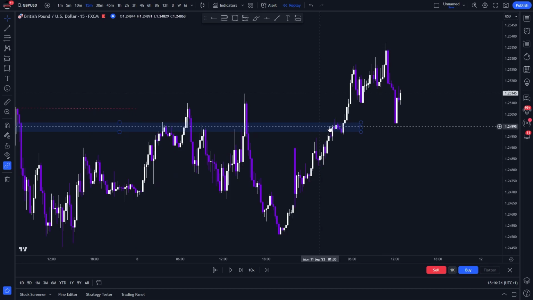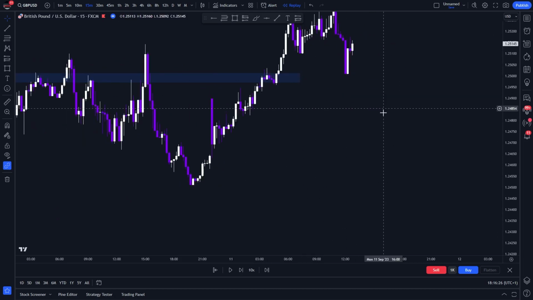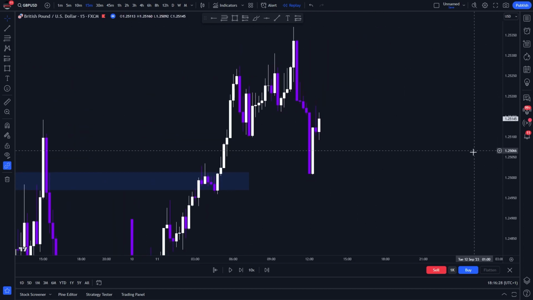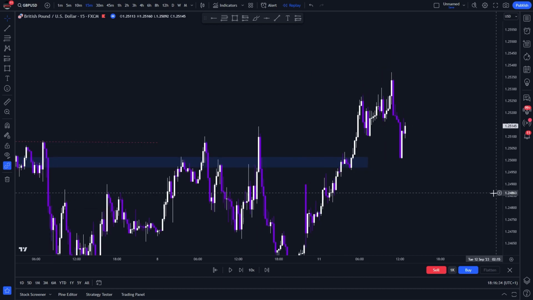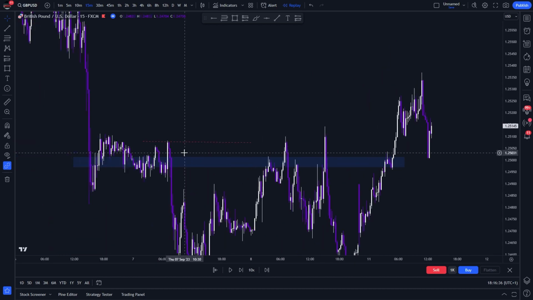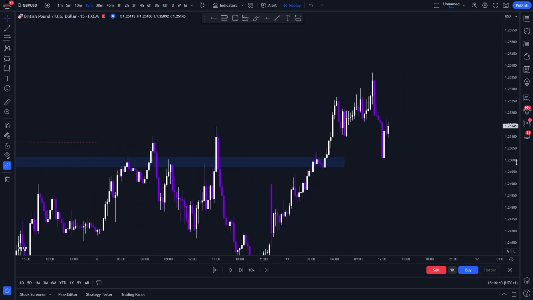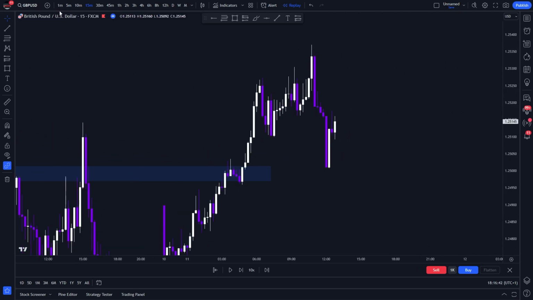So as you can see right here, this would have been my area to look to enter. Now, as you guys know, I'm a person that likes a lot more confirmation. I like to be very mechanical with my entry. Although my bias is not going to be that mechanical, because each bias is very different. No two market structures are going to be the same. But the entry can be mechanical, and that's the beautiful thing about my strategy.